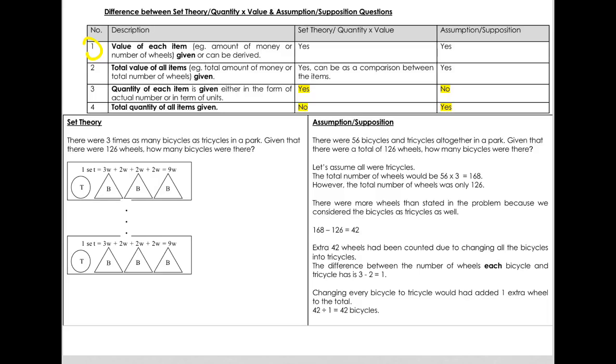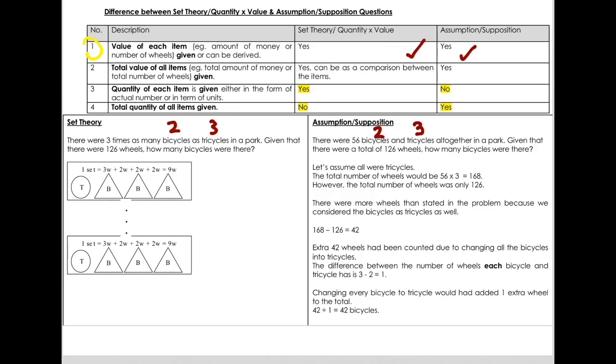It says that the value of each item is either given or can be derived. For both of these questions, the value of each item refers to the number of wheels of each of these vehicles. So you have to derive yourself that each bicycle has 2 wheels and each tricycle has 3 wheels. Same for the assumption question as well. So yes.